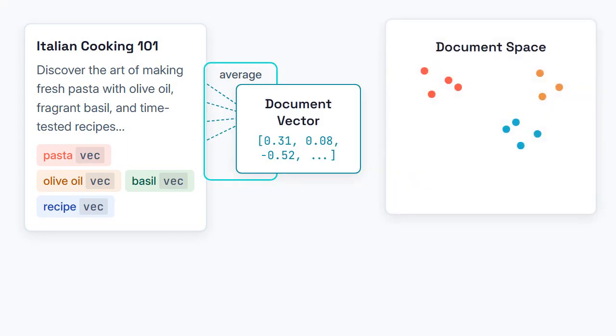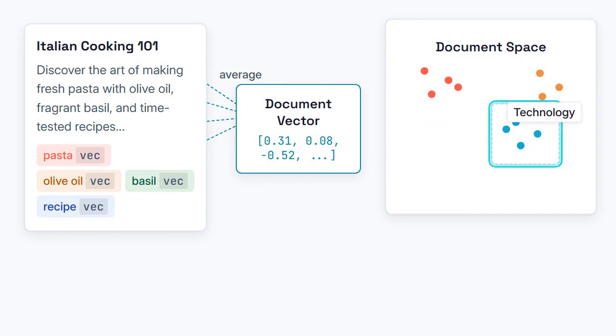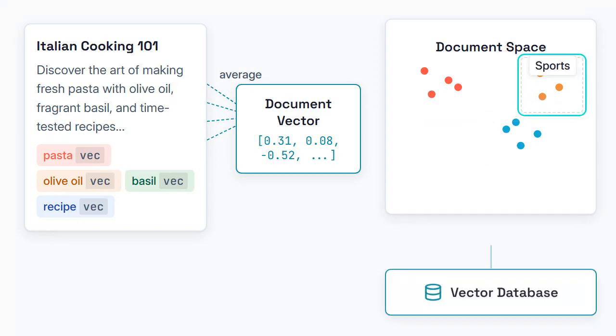Now imagine doing this for thousands of documents. Each one becomes a point in space. Cooking articles cluster together. Tech articles form their own group. Sports coverage pulls to another region. Store these vectors in a database, and you've built something incredibly useful. A system that understands meaning, not just keywords.